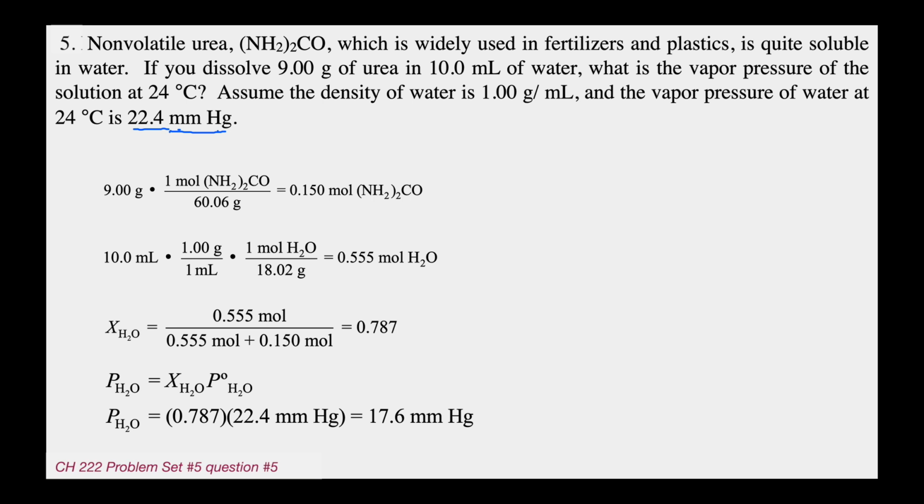So notice here, in the pure solvent, the vapor pressure is 22.4, but in the solution, the vapor pressure was lowered. The urea is blocking the liquid water from going into the gas phase. So the vapor pressure is less in the solution, 17.6, than it was in the pure solvent, 22.4.